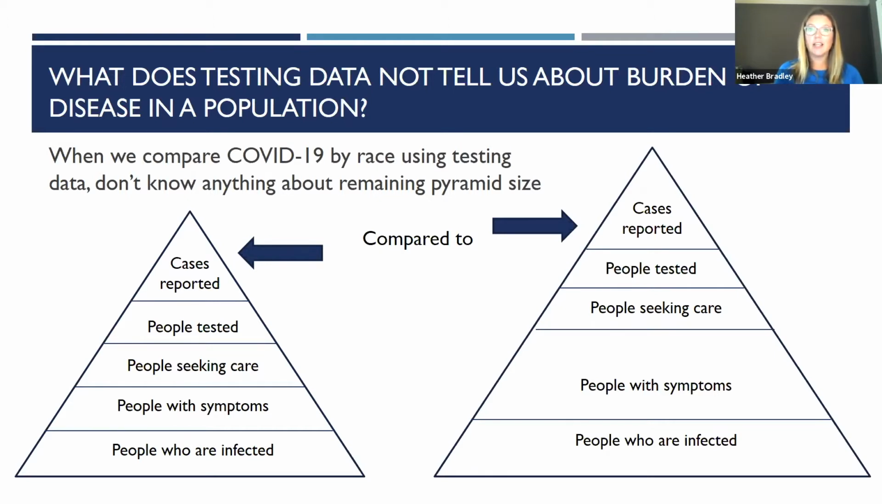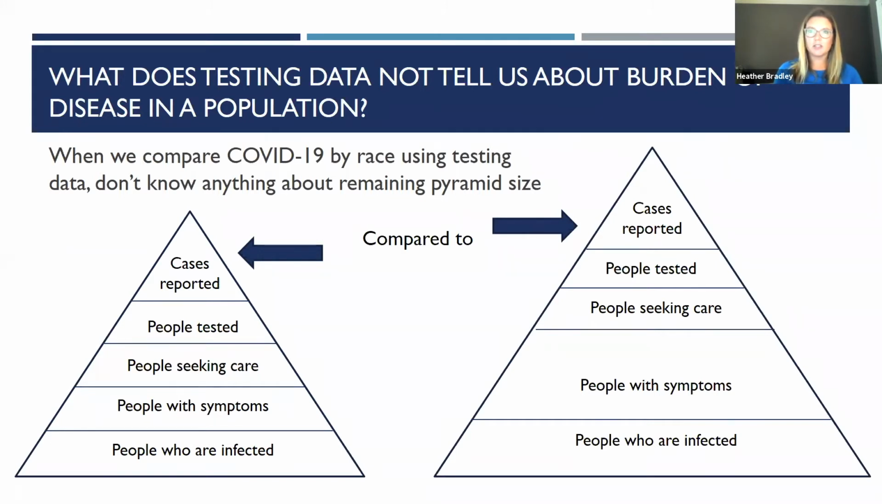So let's say we were comparing cases reported in one racial or ethnic group to another. We might, and remember, we're just looking at the tip of the iceberg here, so the top triangle, cases that are reported.